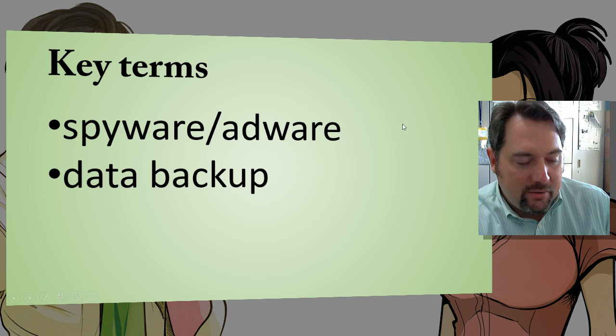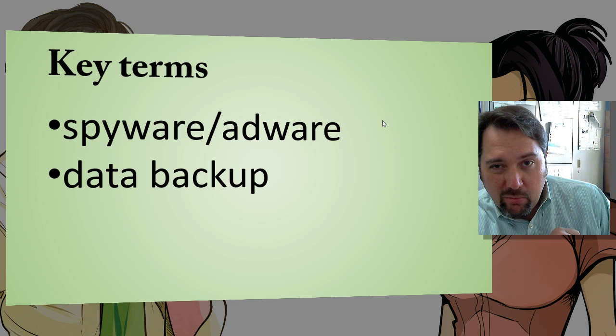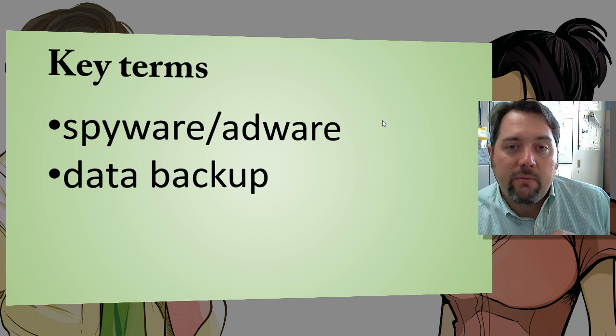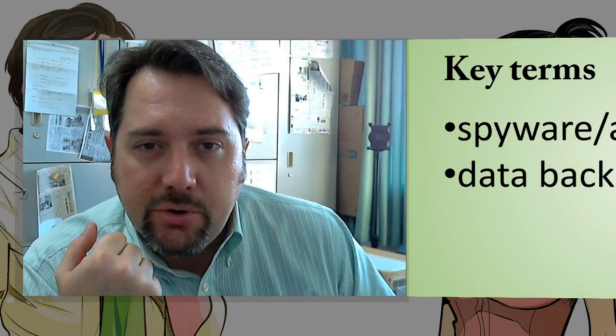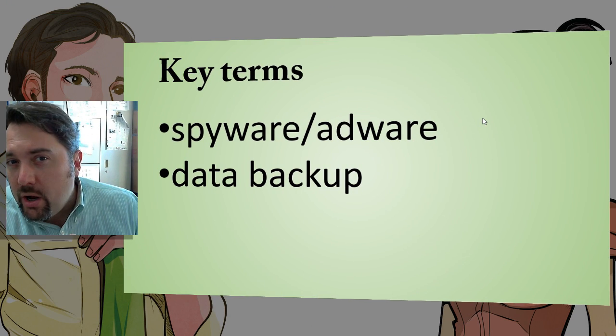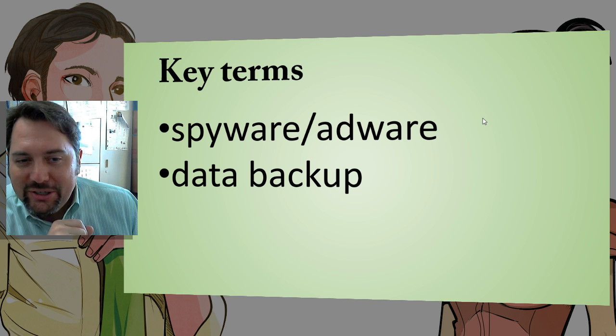A couple of key terms here. Spyware and adware. When you go on a website and you may have clicked on a wrong thing or two, it will download information to your computer to track what you do. Most of the time, this is not serious. They're just trying to get information about your shopping habits and the websites you visit so they can try and sell you things. But sometimes this can be very malicious. They're trying to get passwords or trying to know when you're online and when you're not online so they can use your identity when you're not using it.